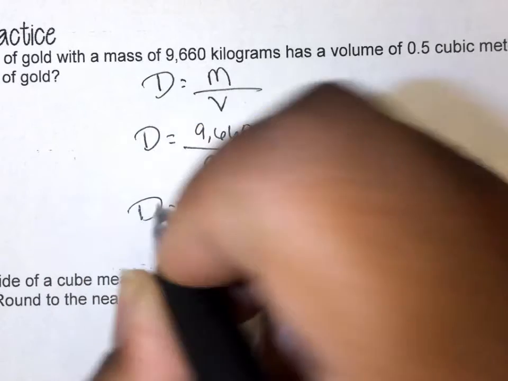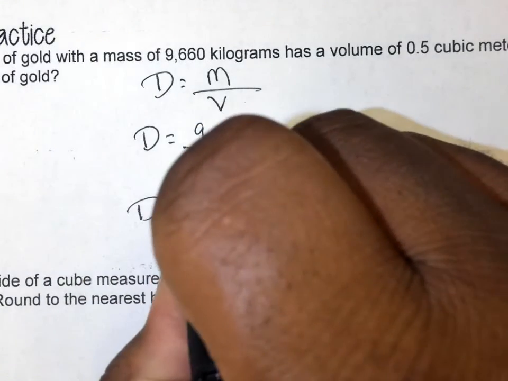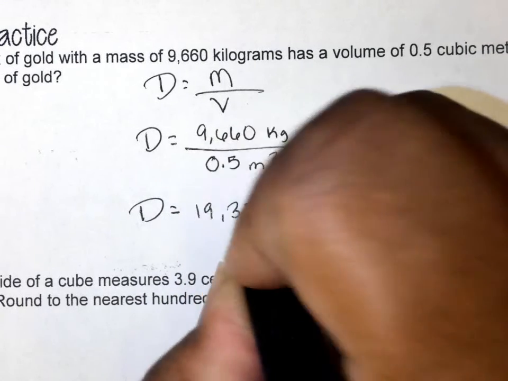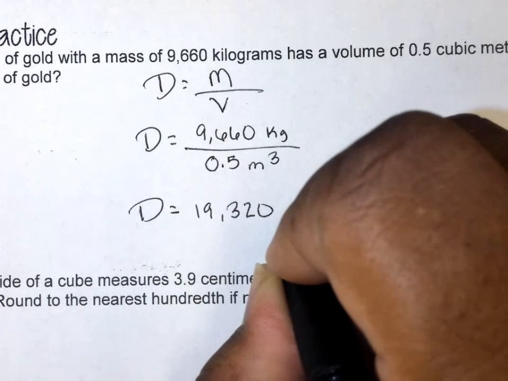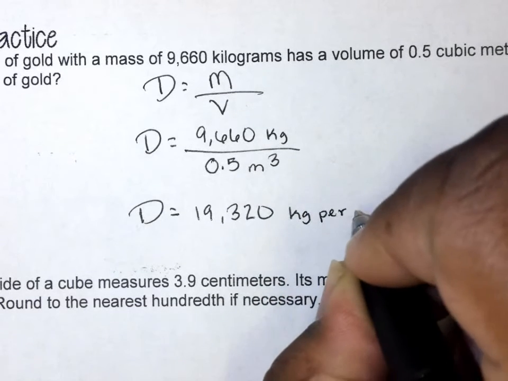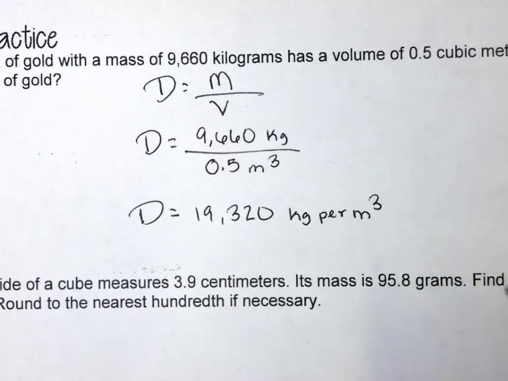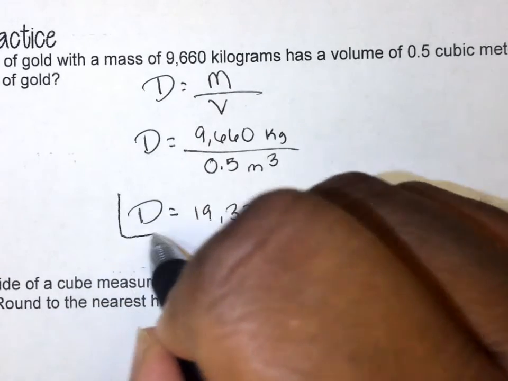And then we just need to do that math on this first one. 19,320. And this is kgs per meters to the third power. The unit part at the end doesn't matter. I just like to show y'all how it looks.